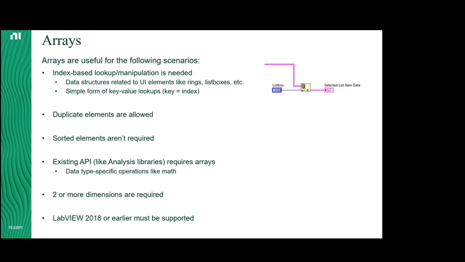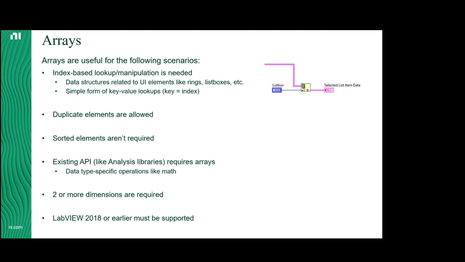So other reasons you might need to use arrays. If you need to keep duplicates in your array for whatever reason, that's a data type that allows you to store duplicate elements. If it isn't required that your elements be sorted, that's another reason you might want to use an array. There's a ton of APIs already in LabVIEW that require arrays. Like if you look at mean.vi as the simplest example, you have to wire an array of numbers into that to take the average, right? Obviously, you have to use an array there. If you need 2, 3, 4 dimensions on your array, hopefully you don't need 4 dimensions, but if you need 2 or 3 dimensions, you have to use the array data type. And then, of course, if you're in LabVIEW 2018 or earlier, array is pretty much your only option.